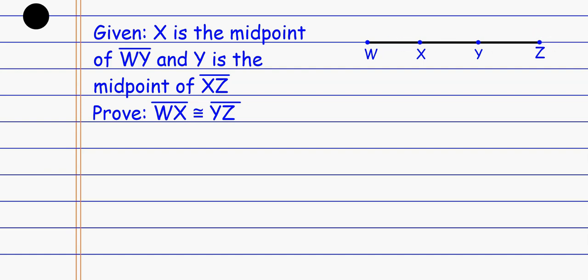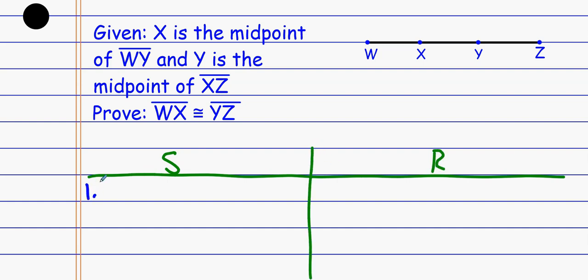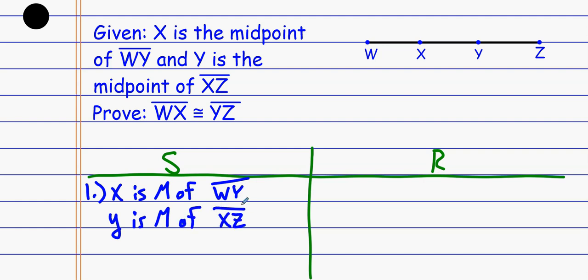So let's backtrack a little bit. And see, as I mark it, that should be a clue as to how we're going to approach this in terms of the two-column proof. So step 1. X is the midpoint, capital M, of WY. Reading is hard sometimes. Y is the midpoint of XZ. And we were told that. It said it right there in the problem. That's given.